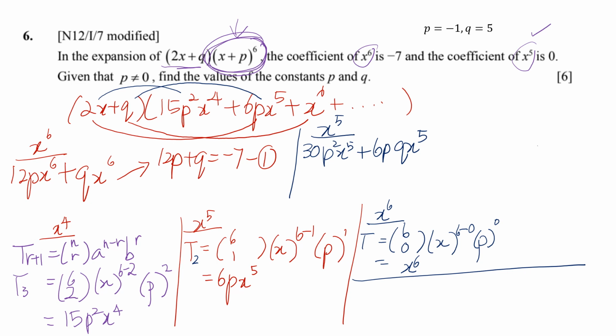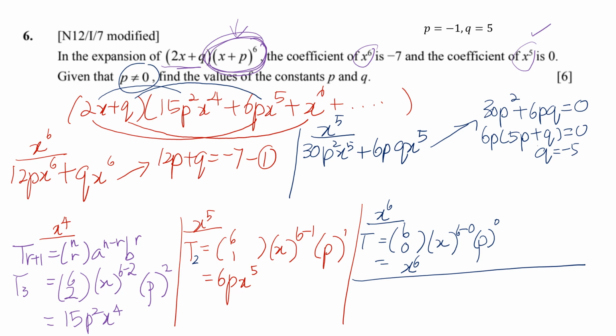Alright, so from here, 30p squared plus 6, it is 6, not 60, 6p cubed is equal to 0. So I'm going to factorize 6p out. That will give me 5p plus q equals 0. So we are told that p is not equal to 0, so therefore I can just divide p on both sides. So therefore, q is equal to negative 5p. So we call this equation 2.